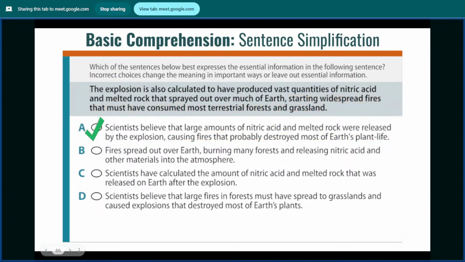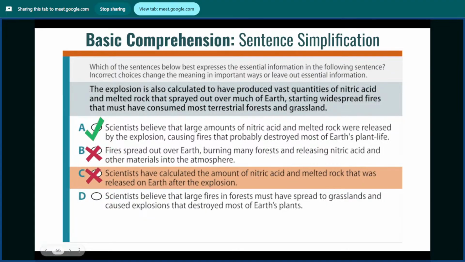The other responses have content that contradicts the highlighted sentence, or just isn't there. Choice B looks like a good answer at first because it talks about the fires spreading and burning forests, but choice B says that it was the fires that released the nitric acid, which is different from the highlighted sentence, which says that the nitric acid, along with the melted rock, caused the fires.